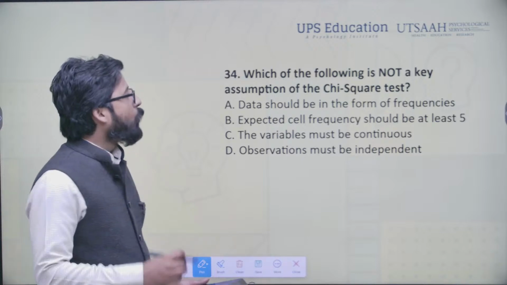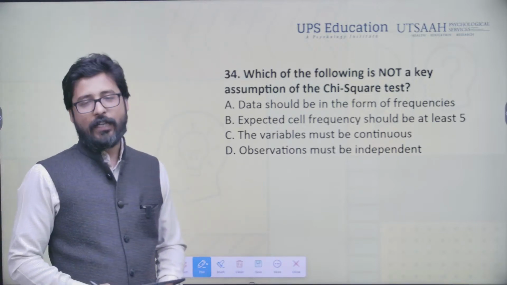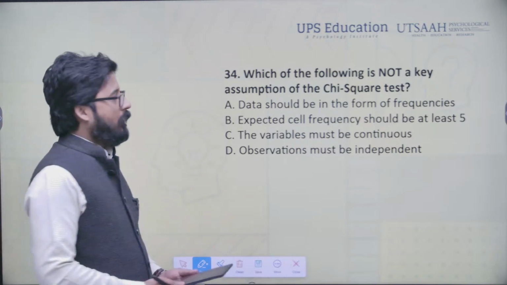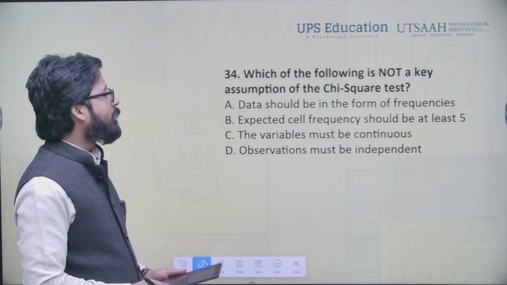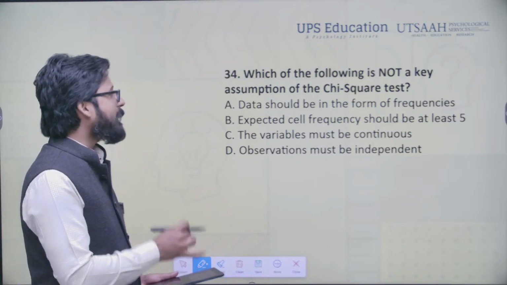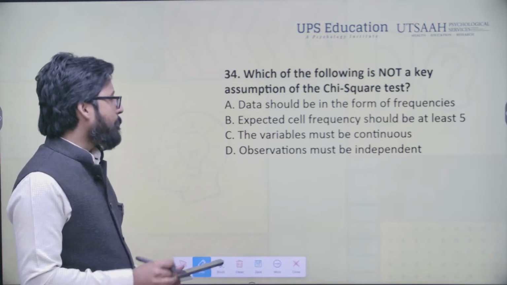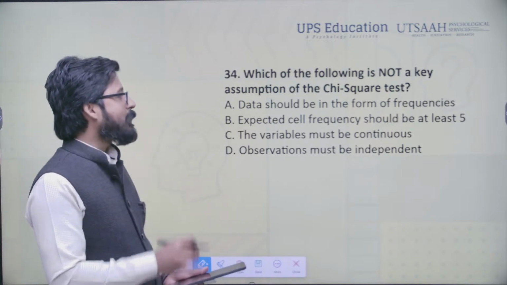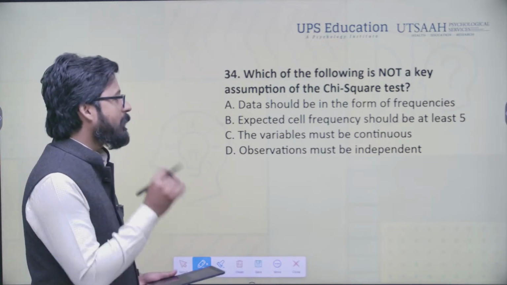Next, you can see: which of the following is not a key assumption of the chi-square test? You have these options. A. Data should be in the form of frequencies. B. Expected cell frequency should be at least 5. C. The variable must be continuous. And D. Observations must be independent.